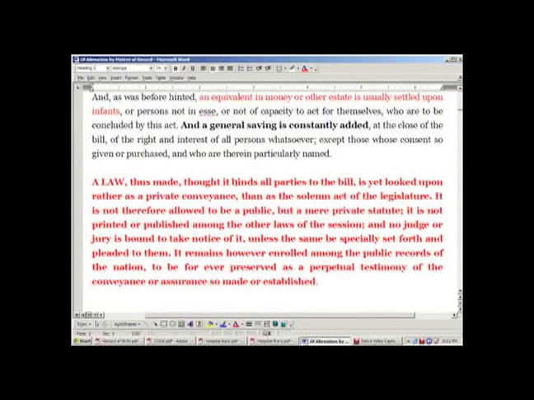A law thus made, though it binds all parties to the bill, is yet looked upon rather as a private conveyance than as a solemn act of the legislature. It is not, therefore, allowed to be public, but a mere private statute. It is not printed or published among the other laws of the session, and no judge or jury is bound to take notice of it, unless the same is specially set forth and pleaded. It remains, however, enrolled among the public records of the nation to be forever preserved as perpetual testimony of the conveyances or assurances so made or established.